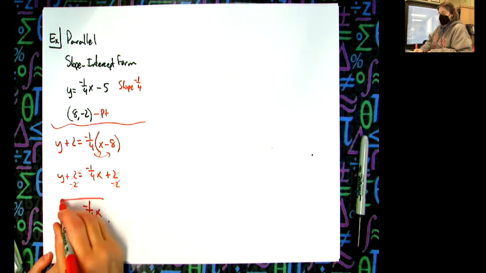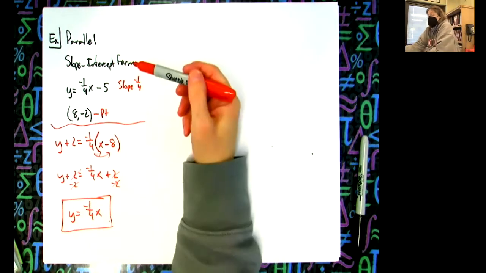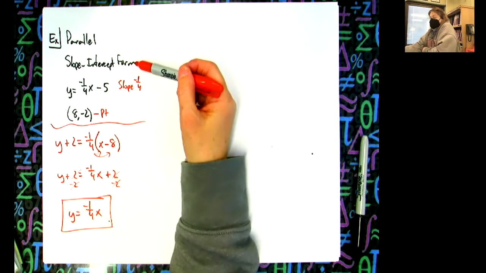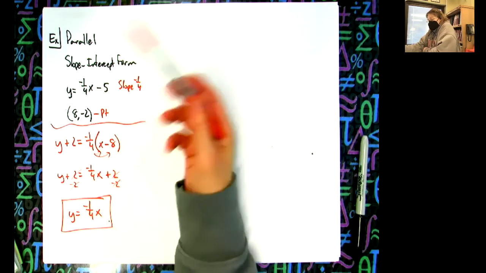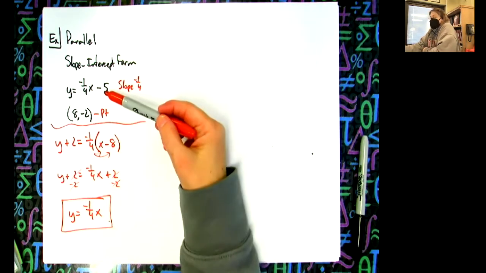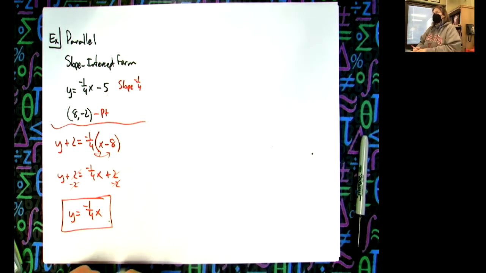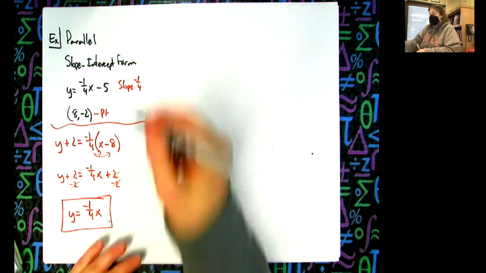Yes. Okay, so they can tell you to write it in any form they want. All right, and then they can give you the line that you're going parallel or perpendicular to in any form they want. Okay, so that's the thing. You've just got to be really proficient at all your different forms.